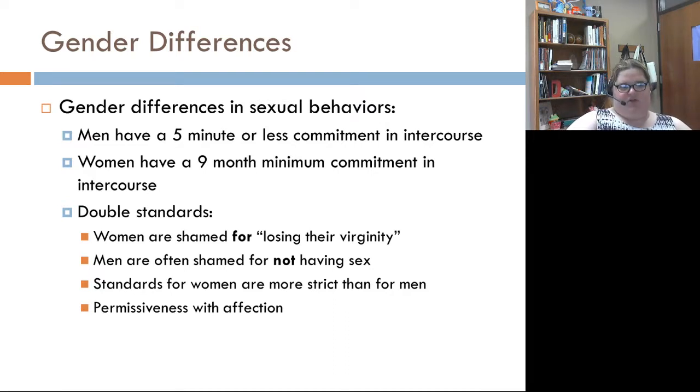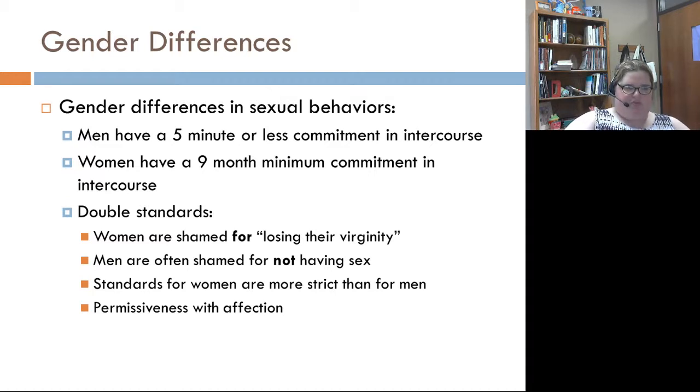In terms of gender, this is the gender identity portion of the class, and it's going to be very brief. When it comes to sexual behaviors, men have a 5 minute or less commitment in intercourse. In other words, all a man has to do is make a deposit, make a transfer of his gamete to the other partner, and it takes about 5 minutes for that to occur. Women have a 9 month minimum commitment in intercourse.